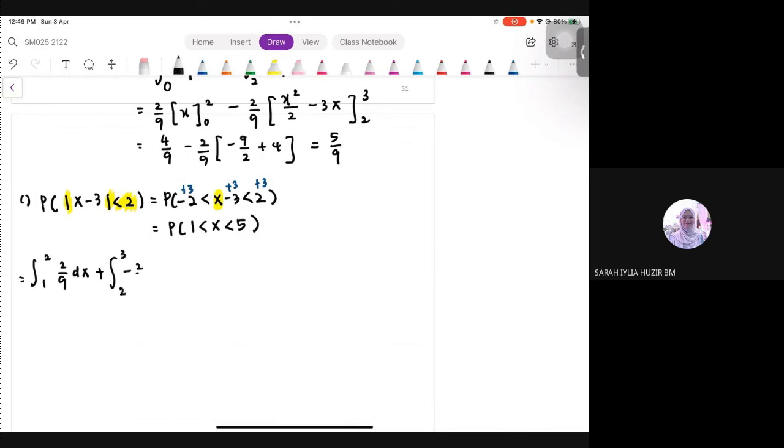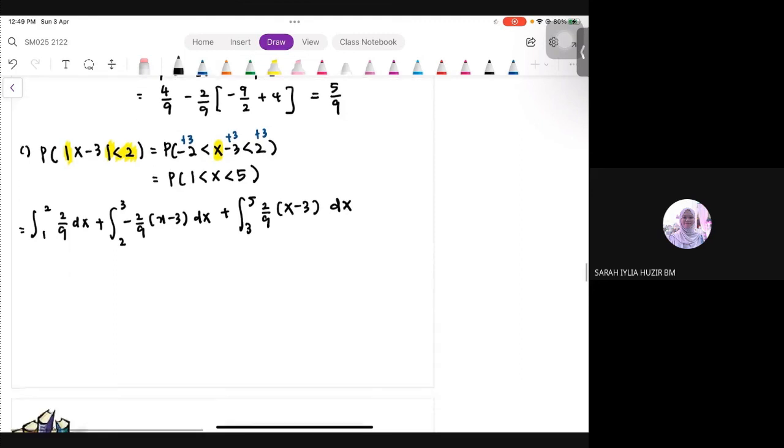From 2 up to 3. We choose the negative function, to negative 2 over 9x minus 3. And then last one from 3 up till 5. Positive function of 2 over 9 x minus 3. Dia jadi complicated sikit. Dia tak susah. Dia bukannya calculation yang susah, tapi dia leceh je lah sebab dia melibatkan 3 function yang berbeza. Hati-hati bahagian tu. Okay, so integrate one by one as usual.